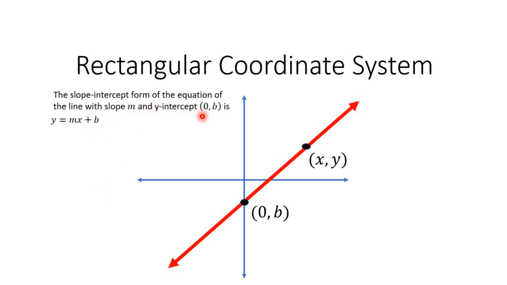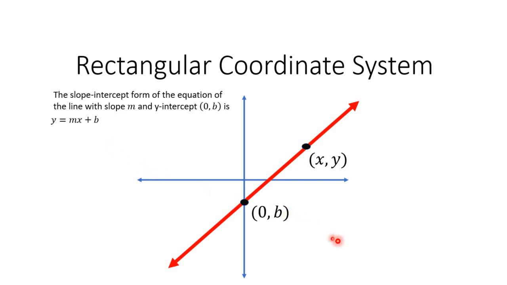Now, specifically, in order to use this, one of the points you have to have is the y-intercept, (0, b). But if you have that point (0, b), then this will give you the equation of a line: y equals m, the slope, times x plus b.